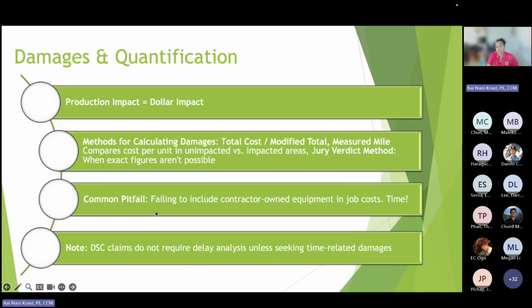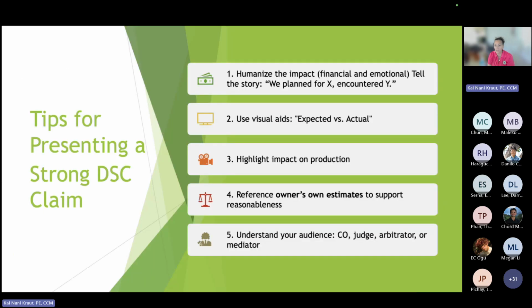There's the pitfall, including maybe not including contractor-owned equipment. Maybe we're not looking at time, but we should be. And then differing site condition claims do not require a delay analysis unless they're talking about time, which when we circle back on time, again, both components of this are cost and time. And if there's a time impact and we concur there's an impact, then that analysis would look at the cost of that impact. So that's going to be the follow-on to the schedule series that Joel's been doing.